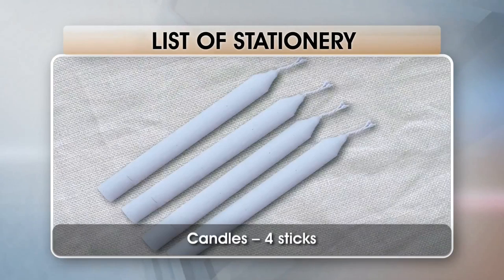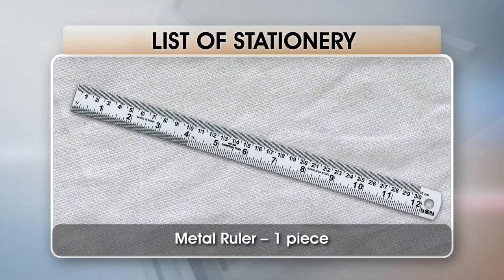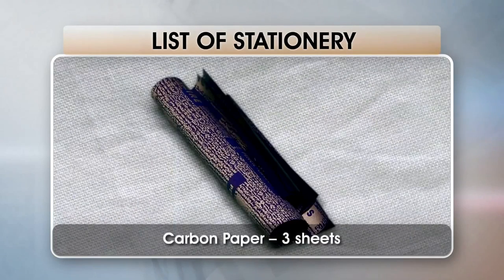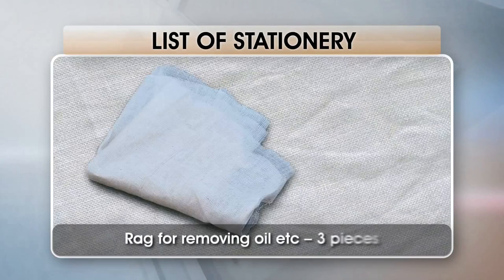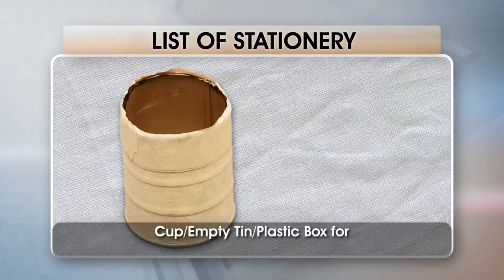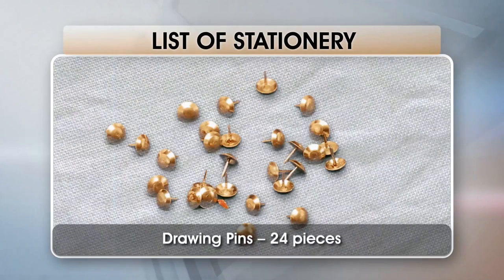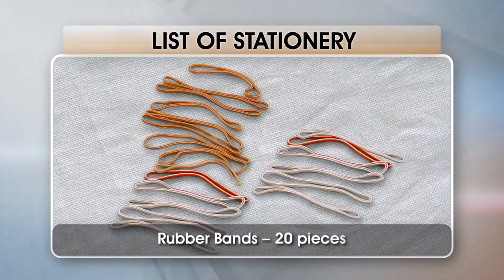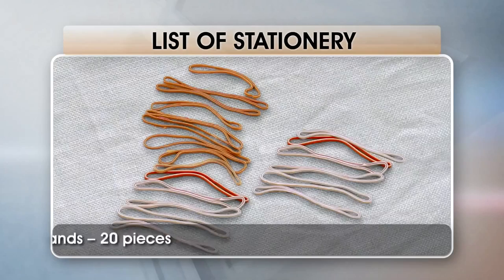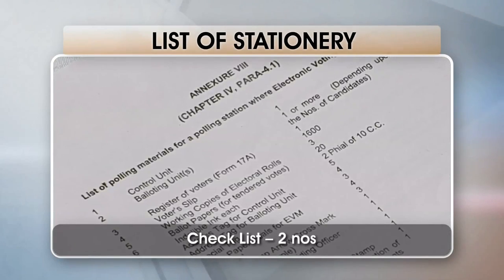Candles, 4 sticks. Thin twine thread, 20 meters. Metal ruler, 1 piece. Carbon paper, 3 sheets. Rag for removing oil, etc., 3 pieces. Packing paper, 2 sheets. Cup, empty tin, plastic box for holding indelible ink bottle, 1 number. Drawing pins, 24 pieces. Rubber bands, 20 pieces. Sellotape, 1 piece. And checklist, 2 numbers.